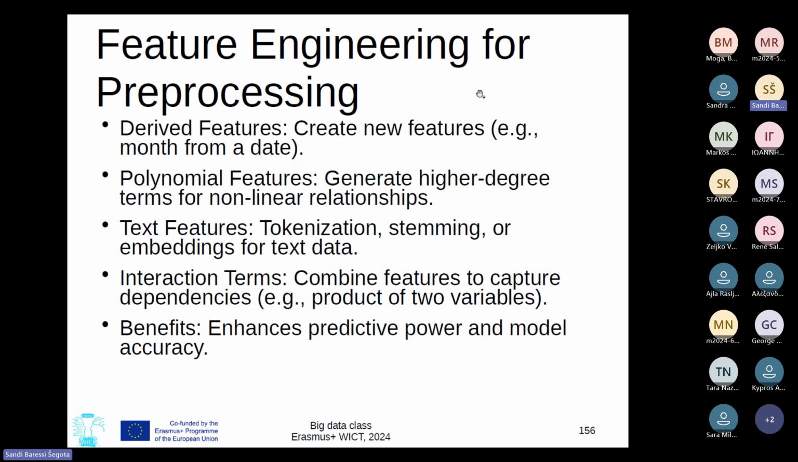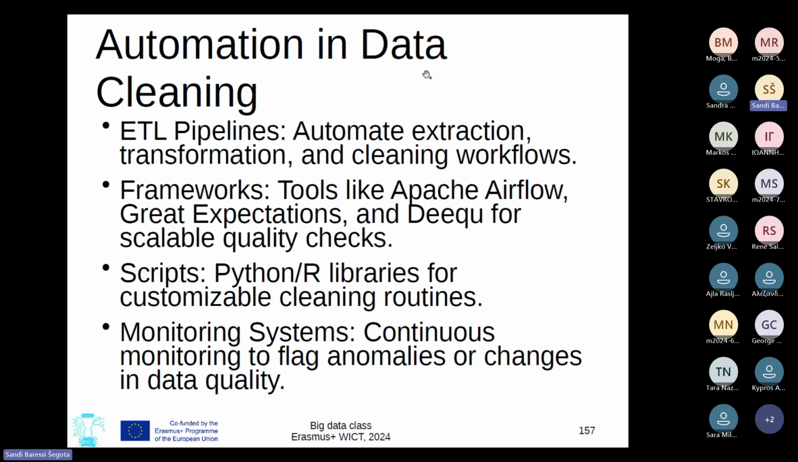Like if you have, for example, in my PhD, I had the position measurements, and I wanted to calculate the speed by taking the difference in position between two measurements, right? So that's something that's called feature engineering.